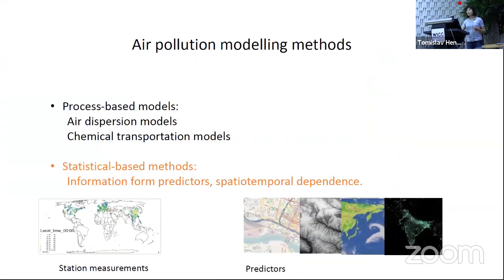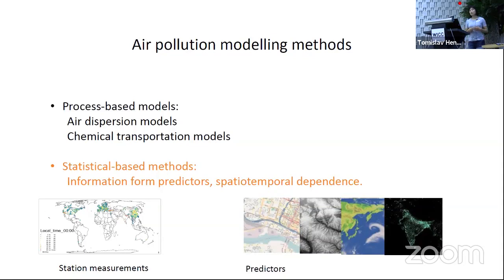So there are in general two kinds of air pollution modeling methods. One is process-based, which tries to model the physical and chemical processes of the emission, transportation, and deposition of different chemical species. That includes, for example, air dispersion models and chemical transportation models. But it is infeasible to do global scale, high resolution modeling with this kind of models because of the computation and input they need.